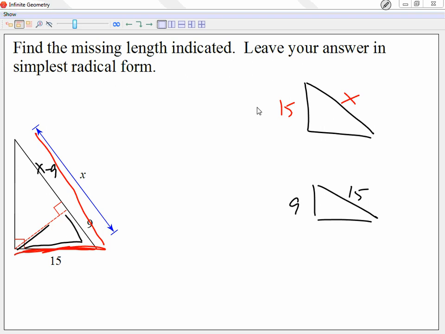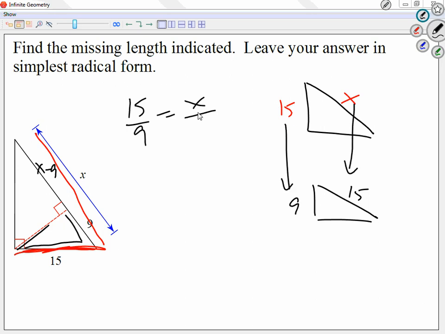So for my first triangle, I'm just going to write 15 equals x. I notice that 15 becomes 9, and x becomes 15. In this case, I can simplify. First, side to side, 15 over 9. Let me divide each by 3.